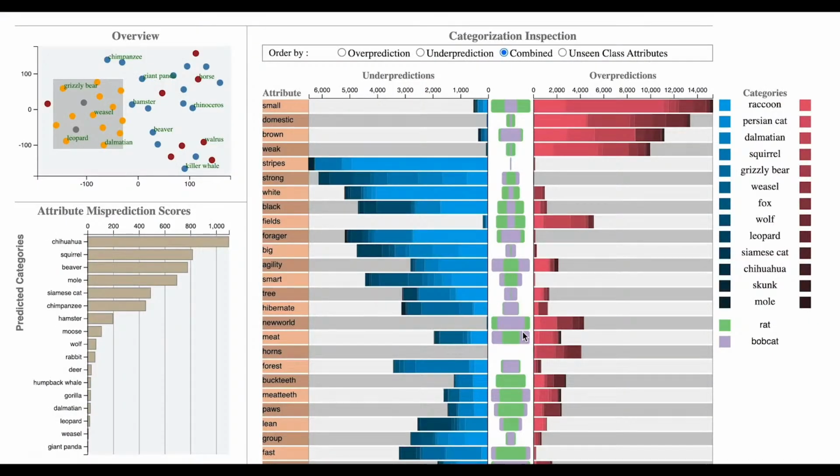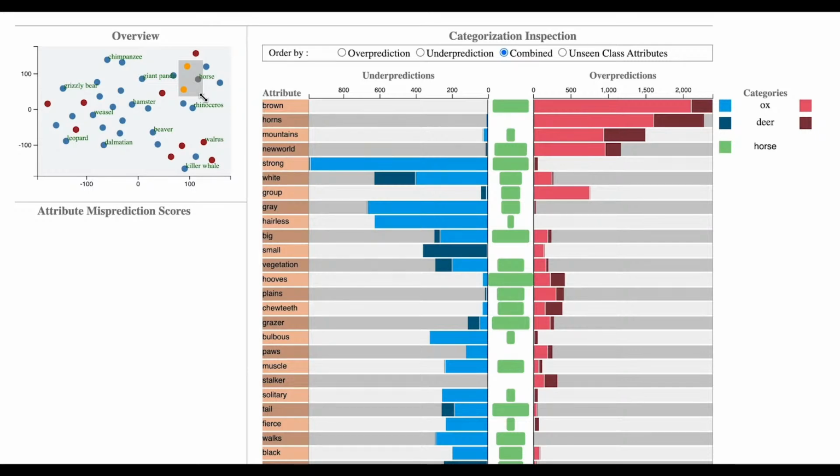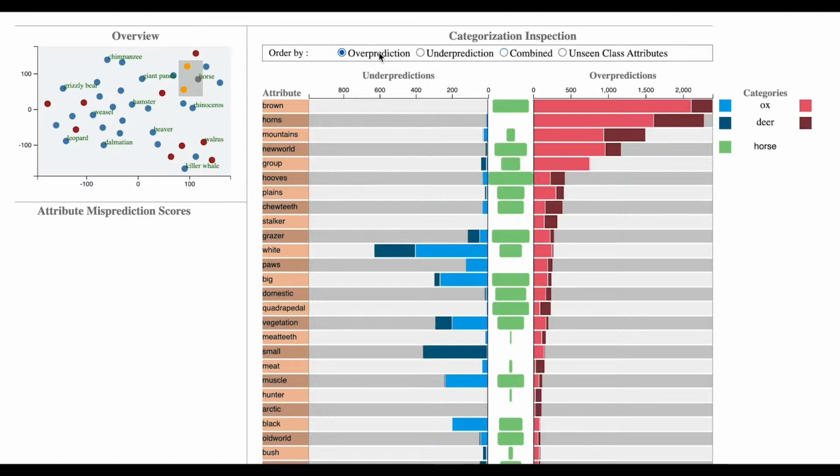We present an interface to visually analyze and steer zero-shot learning models. Our interface is designed to diagnose attribute mispredictions to convey potential failure modes in zero-shot learning. Using our interface, the user can select multiple categories for analysis. We allow the user to steer the model by changing the weights of potentially problematic attributes based on their analysis.